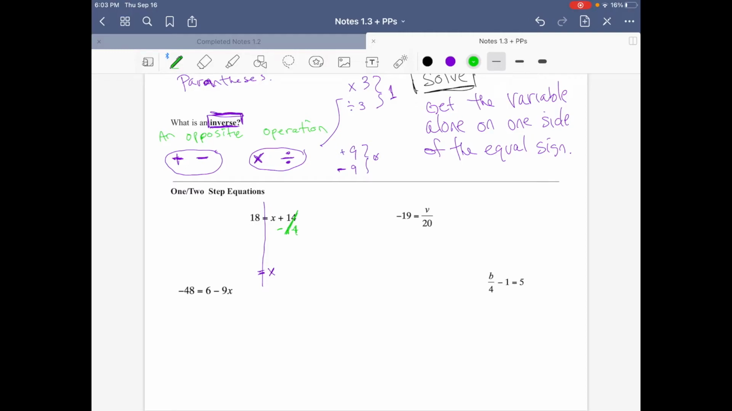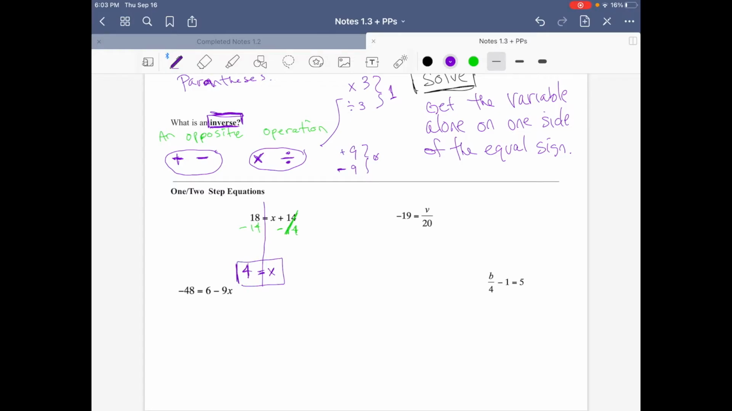And here's the big idea. Whatever I do to one side, I have to do to the other. So if I subtract 14 on the right, I also have to subtract 14 on the left. Otherwise, they wouldn't be equal anymore. So 14 minus 14 is 0. 18 minus 14 is 4. So our final answer would be x equals 4.